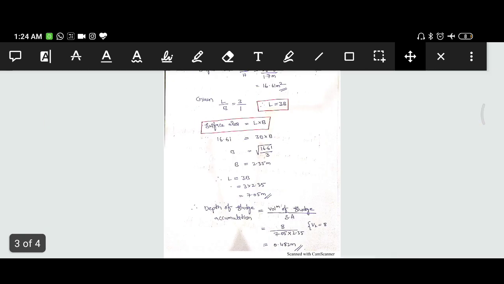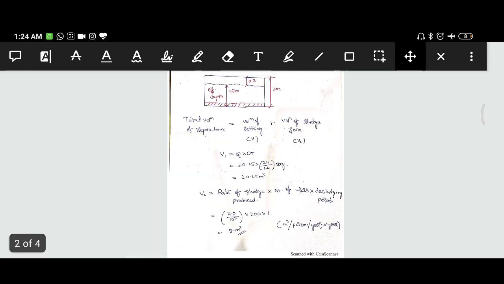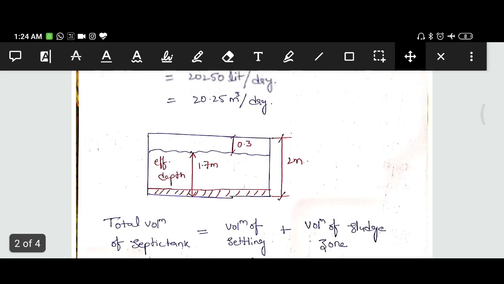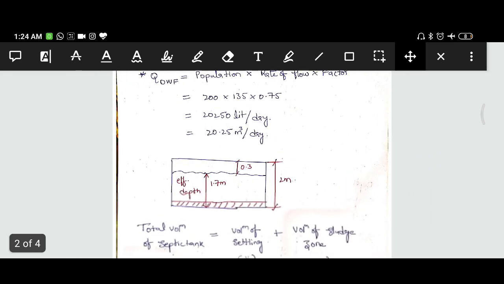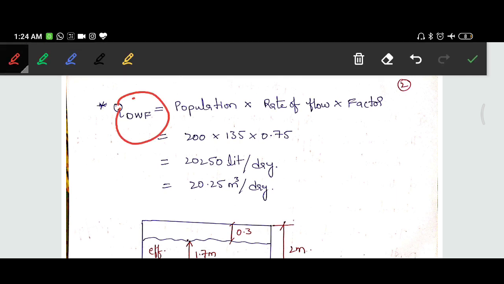Hope you understand this dry weather flow, because it is traveling in the sewers to the septic tank. So we are considering it as a dry weather flow. It is not a wet weather flow. It is not exposed outside. So we are considering it as a dry weather flow.